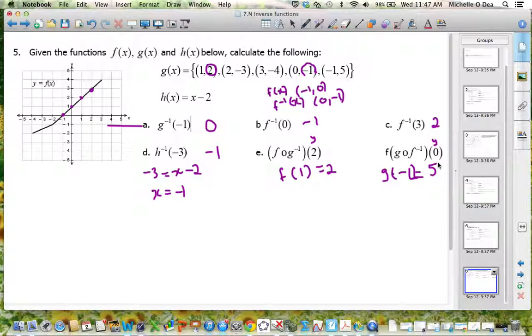Okay, so hopefully that has cleared up some problems for you, and it's given you a bigger variety of types of questions that you could be asked with the inverse function. Good luck.